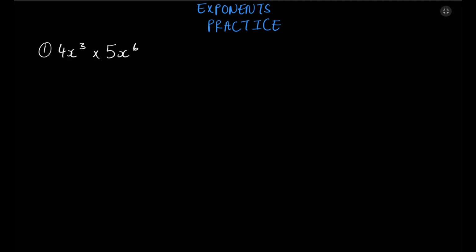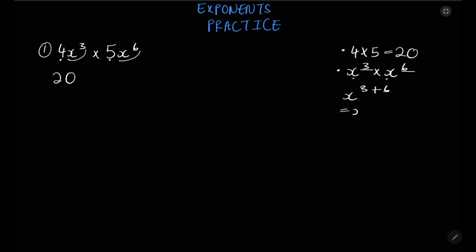I did this in the previous videos, so you know that you start with your coefficients, meaning the numbers. 4 times 5, let's make notes for ourselves on the side. 4 times 5 is equal to 20. Okay, we're done with the coefficients, so let's write 20. Let's move to our variables. We have x to the power 3 times x to the power 6. We have x and x, we have the same base, so we write down that base, then 3 plus 6. 3 plus 6, your answer is therefore x to the power 9. So your answer is 20x to the power 9.